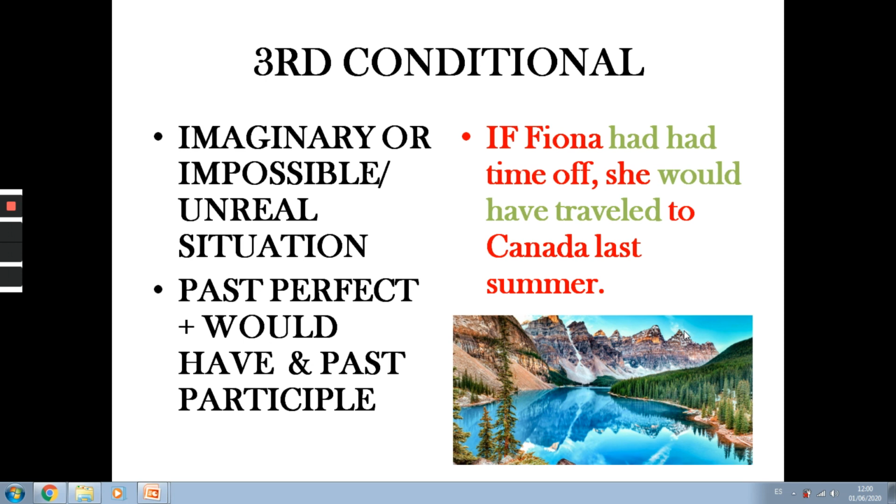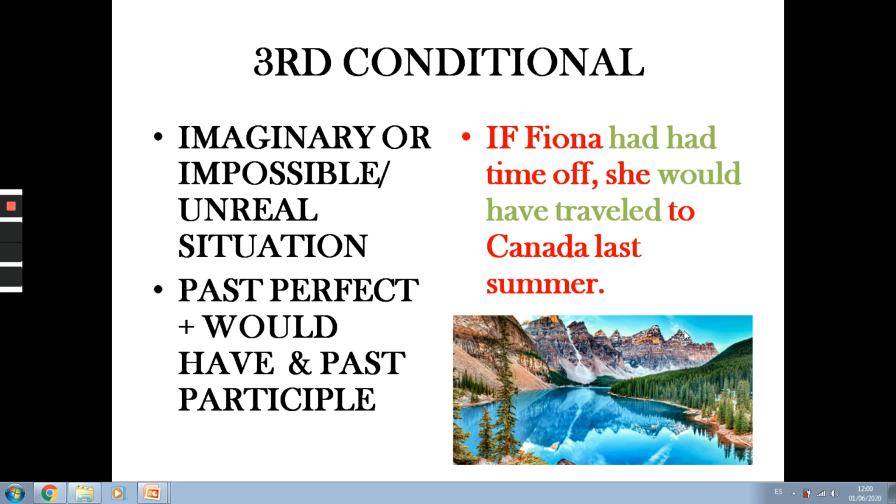Okay? So this conditional represents an unreal situation, an impossible situation which is not happening. Why? Because it's focused on the past. The structure follows the past perfect in the if clause: if John had traveled, if Mary had studied, and a main clause result formed by would have and past participle. If Fiona had had time off, she would have traveled to Canada last summer. If I had studied more geology, I would have passed the class.